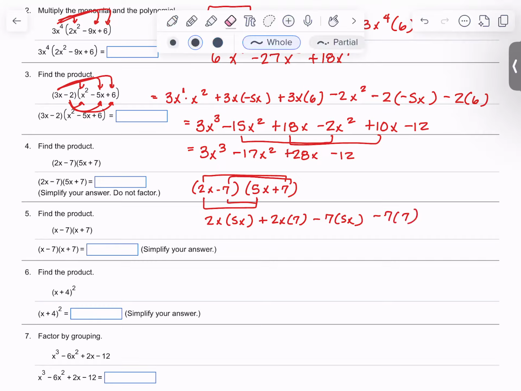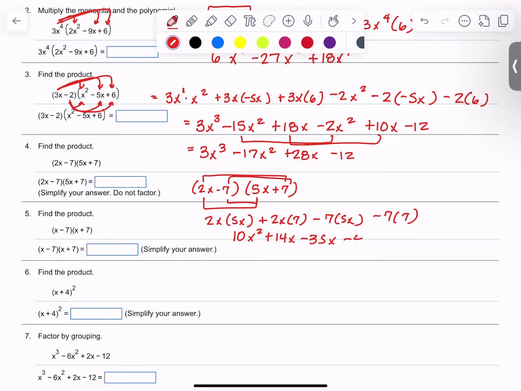Okay, let's multiply those out. We got 10x squared. 2 times 5 is 10. x times x is x squared. Plus 14x minus 35x minus 49. Okay, and then we're going to combine like terms, outside plus inside. I believe that is minus 21x minus 49.